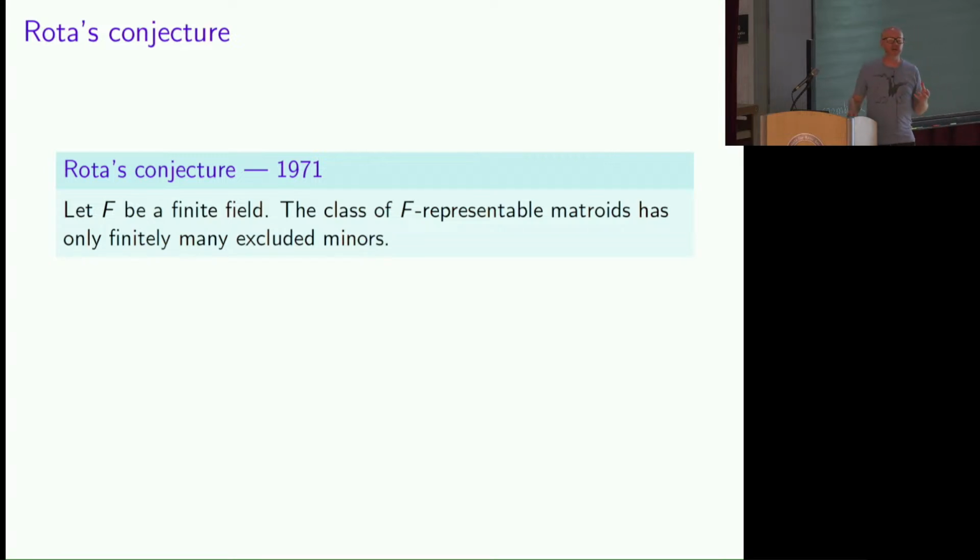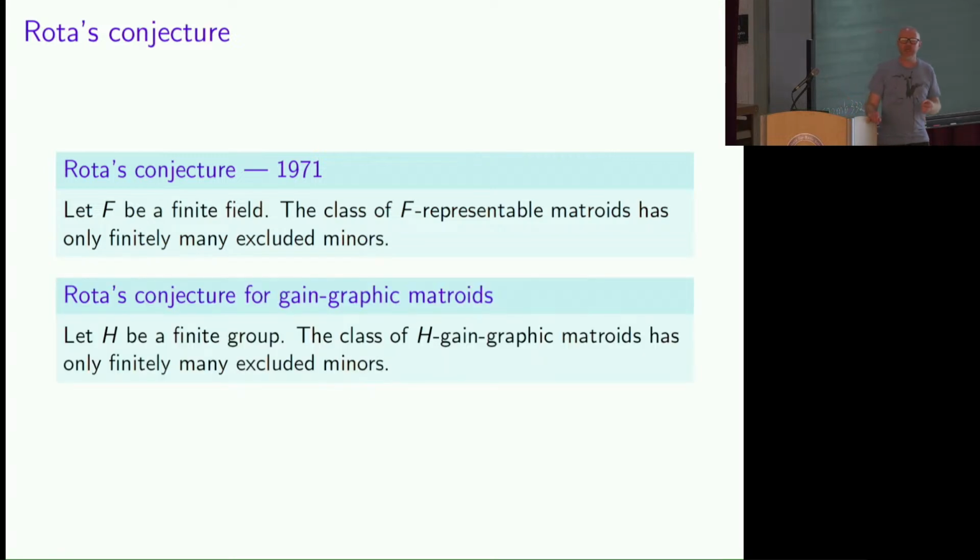What's the analog for gain graphic classes? Let H be a finite group. Consider the class of frame matroids arising from H-gain graphs. Those are the H-gain graphic matroids. So those, I'll say that again, frame matroids arising from the bias graphs, which are in themselves produced by labeling the edges with elements from the group H. So let's conjecture that such a class has only got finitely many excluded minors.